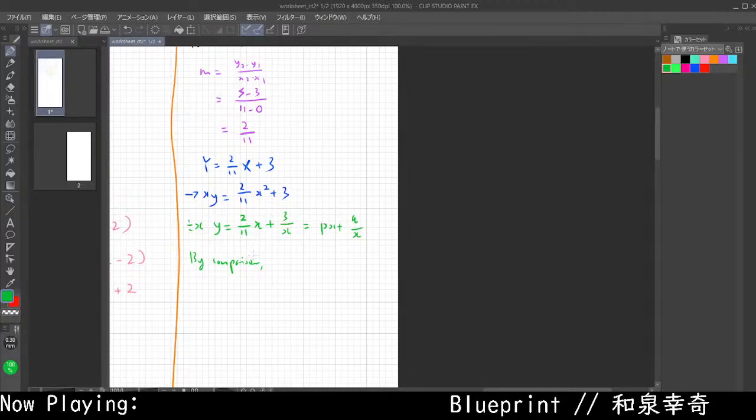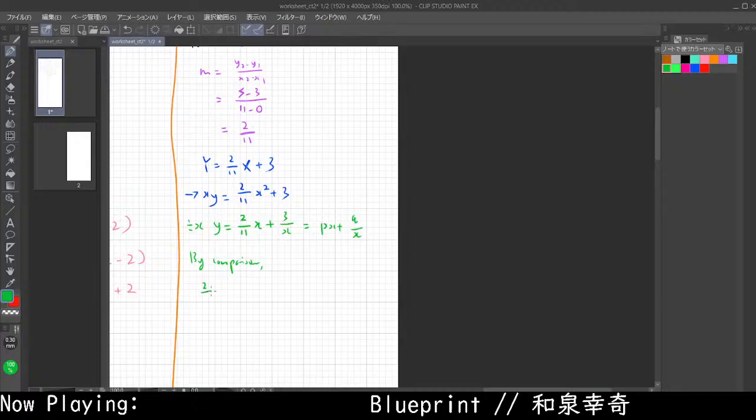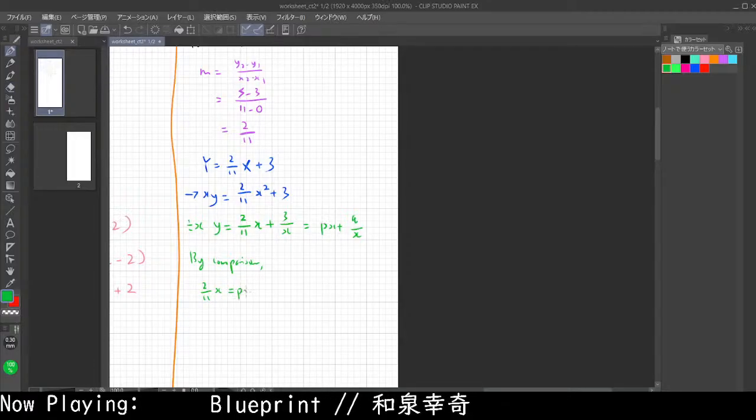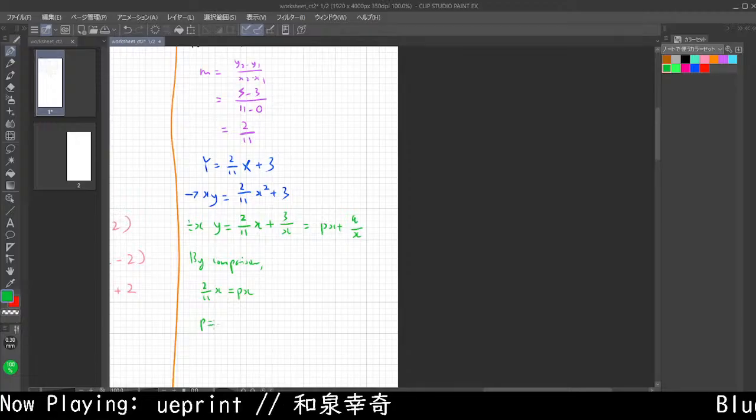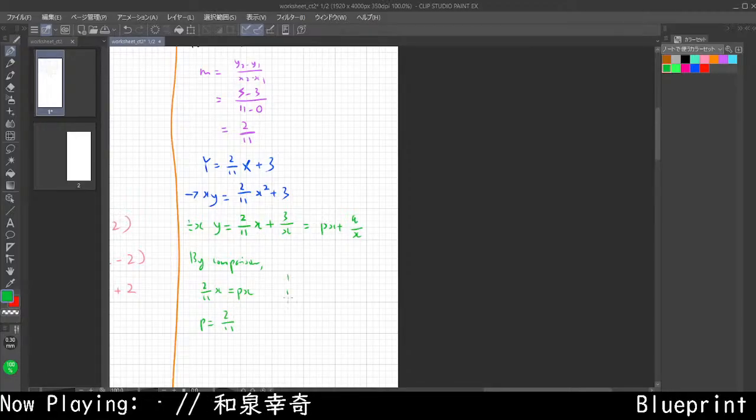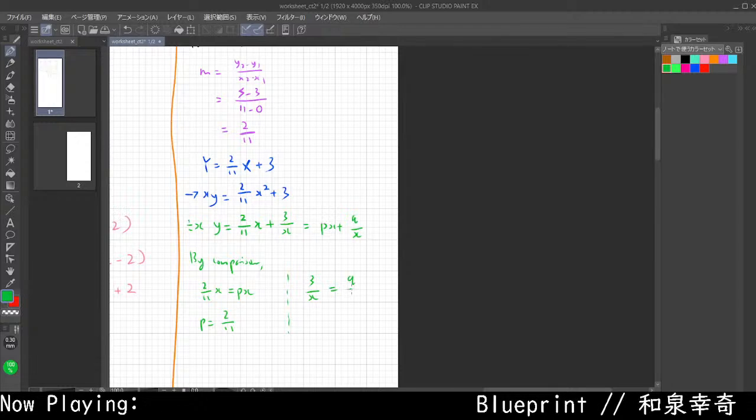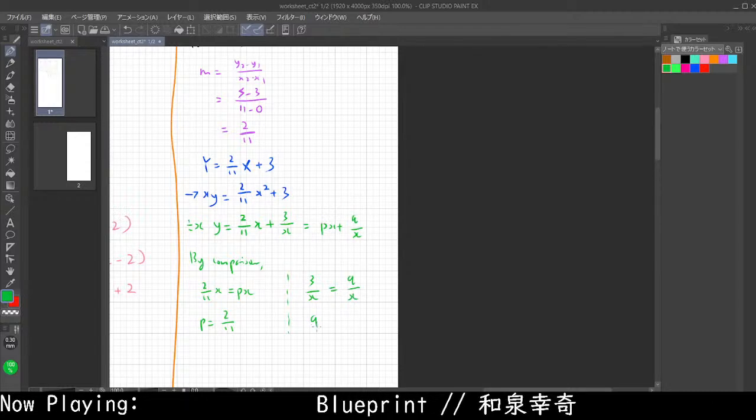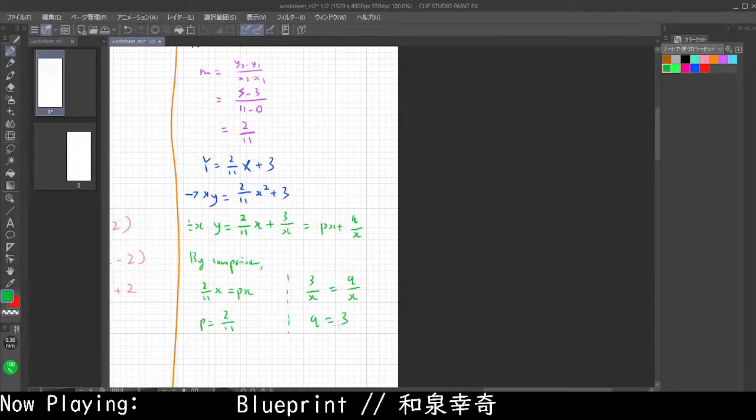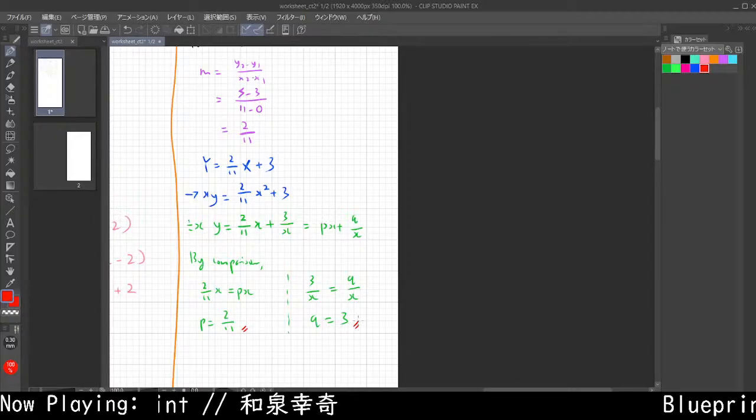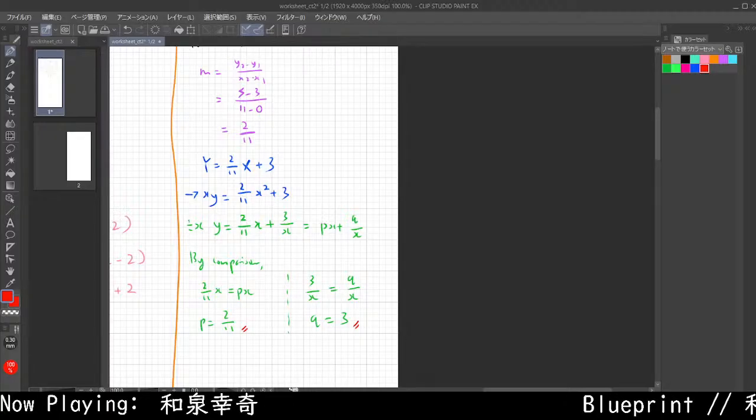So by comparison, x compared to x, 2 over 11 x equals px. Therefore, p equals 2 over 11. Then 3 over x will be equal to q over x. You basically just compare the same things. Therefore, q equals 3. Nothing else you need to do. You got the values already. This should be your answer.